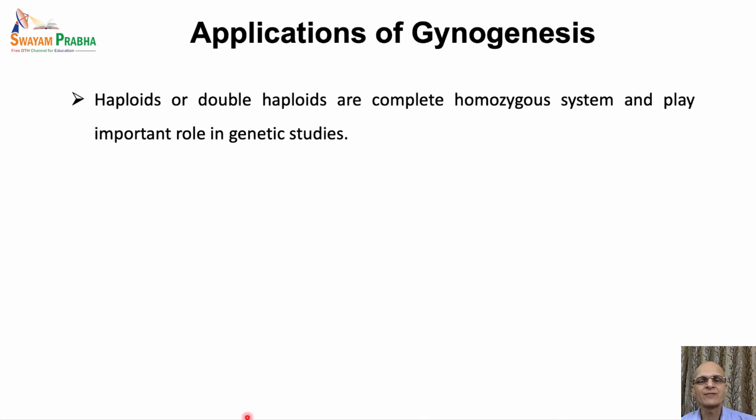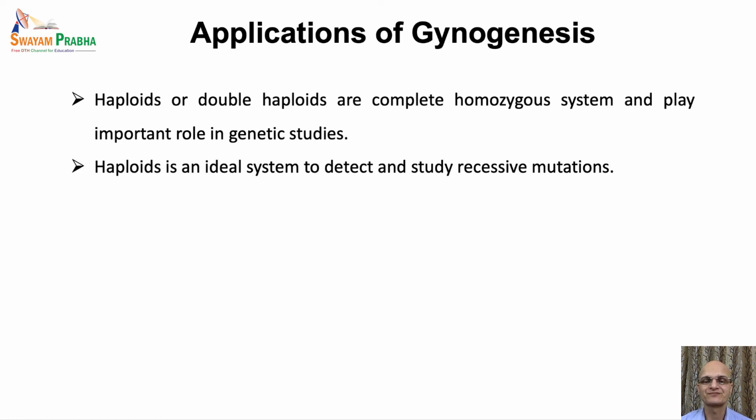Finally, the application of gynogenic haploids. Haploids or double haploids are completely homozygous systems and are very useful for breeding as well as for research purposes. It is very useful to dissect the genetic regulation of the traits. Usually the homozygous lines or pure lines are generated by selfing for many generations, but through haploid production it can be achieved in a single generation.